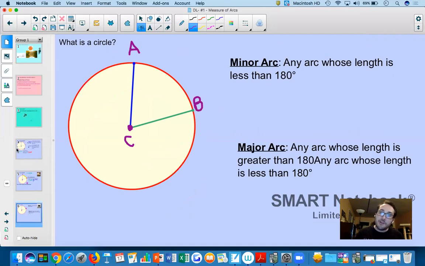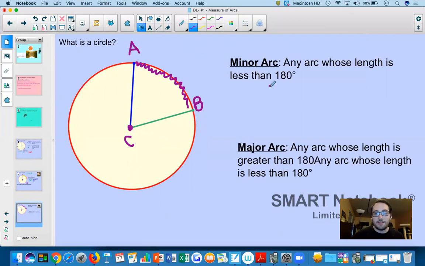So a minor arc is any arc whose length is less than 180 degrees. Now, something that you should remember, actually, we talked about this, one of the very first things we talked about in both our classes, is that the angle measure of a circle is 360 degrees. So if I cut this in half, half of the circle is 180 degrees. So this arc, this piece right here, would be considered a minor arc because it's less than half the circle.